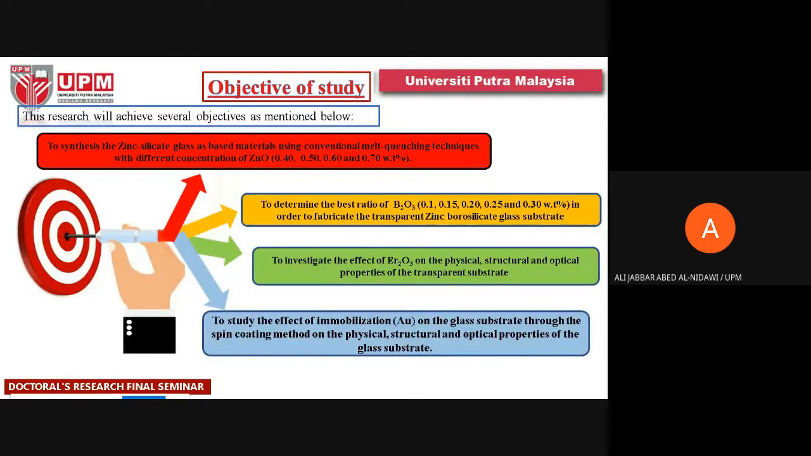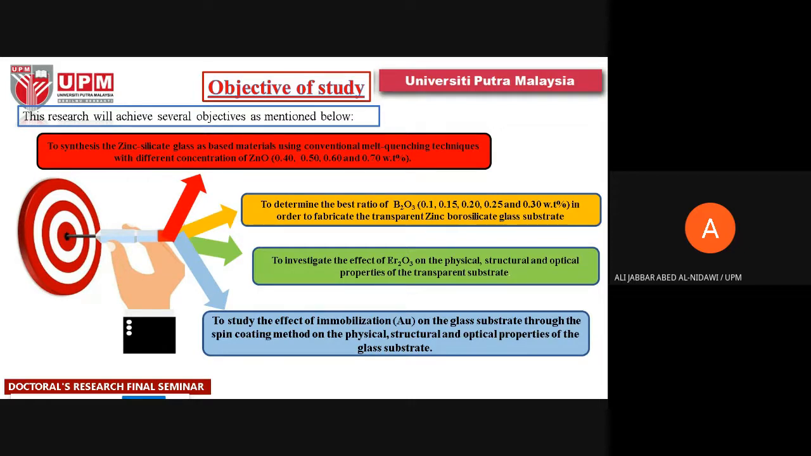Therefore, this research was done to achieve several objectives as mentioned below. First, to synthesize the zinc silicate glasses as the base material using the conventional melt-quenching method with different concentrations of zinc from 0.4 to 0.6 weight percentage. Second, to determine the base ratio of boron, 0.1 to 0.3 weight percentage, in order to fabricate the transparent zinc borosilicate glasses. Third, to investigate the effect of erbium on the physical structure and the optical properties of the transparent substrate.